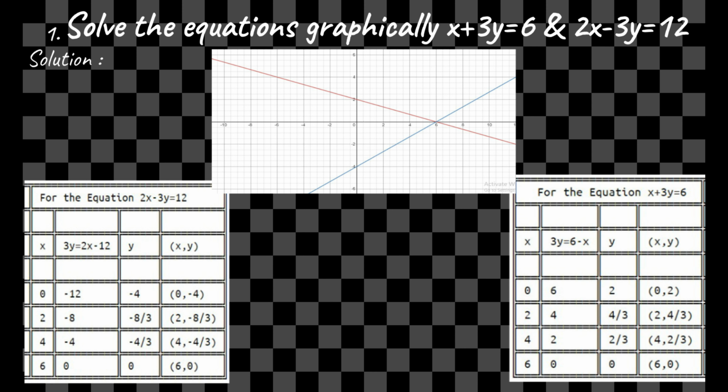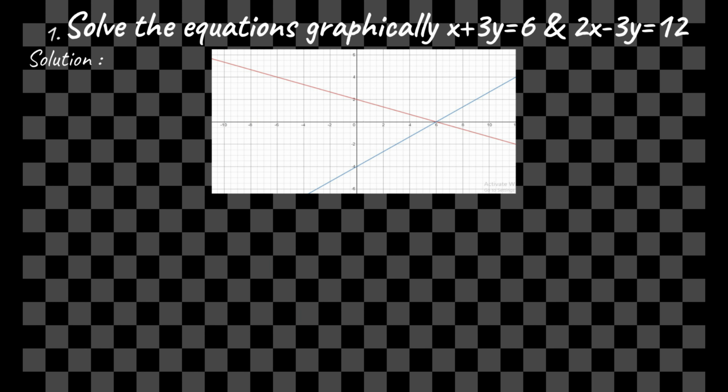Both the lines meet at the point 6, 0. Therefore, the solution for the pair of linear equations of two variables is 6, 0. Friends, I hope you understood the graphical method. Now we are going to the algebraic method.